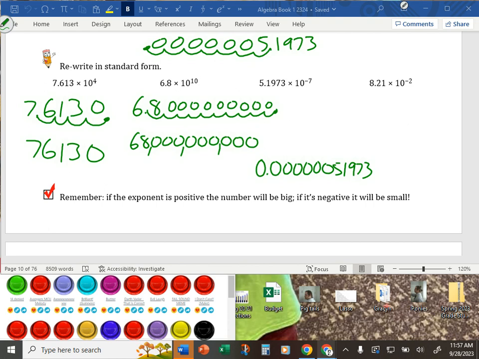Lastly, 8.21 times 10 to the negative second. Write the answer down yourself. Don't say it aloud. But I'll give you like 15 seconds. Look at the exponent. Which direction? How far? Fill in the zeros.